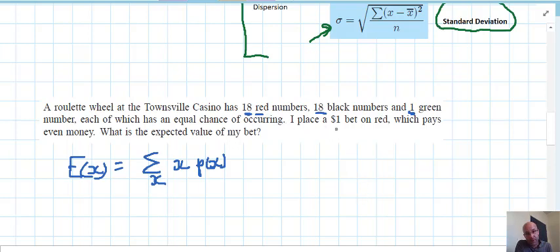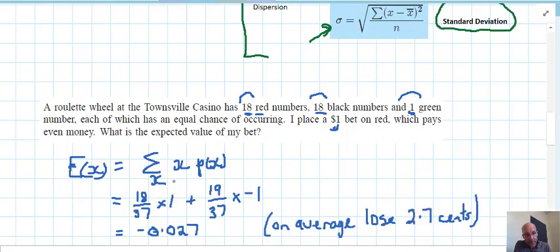Basically, if you place a $1 bet on red, which pays $1 back, that's even money. What's the expected value of my bet? So we can use our expected value formula for that, which I've written in. Now what we can do with this one, if we're clever: it looks like there's three different elements that we'll be adding together, but we can combine this into win or lose. Okay, that would be the smartest way. So let's have a look at that.